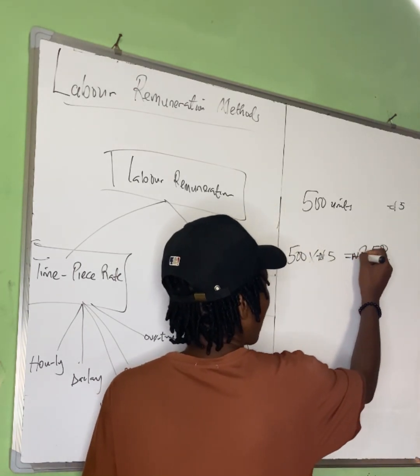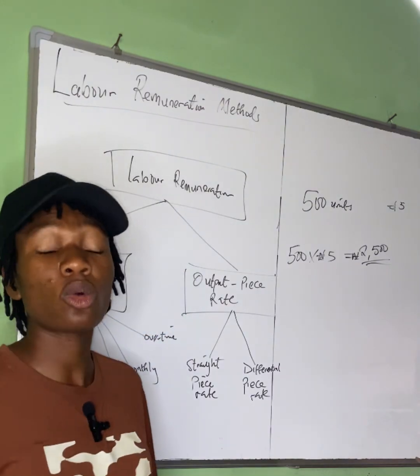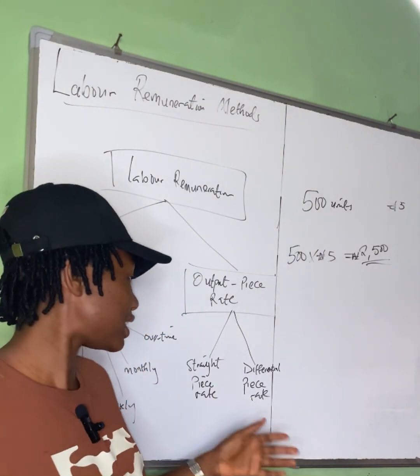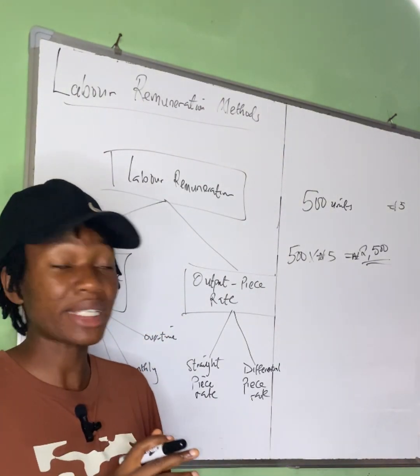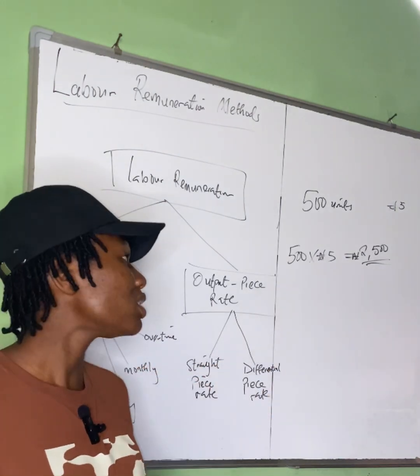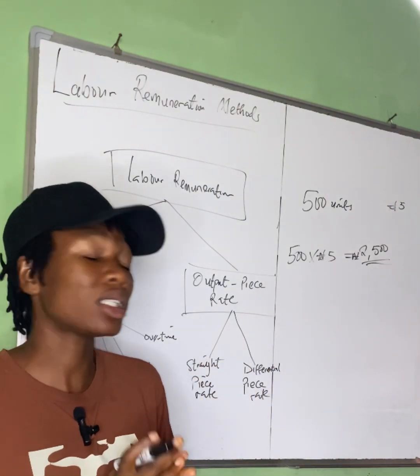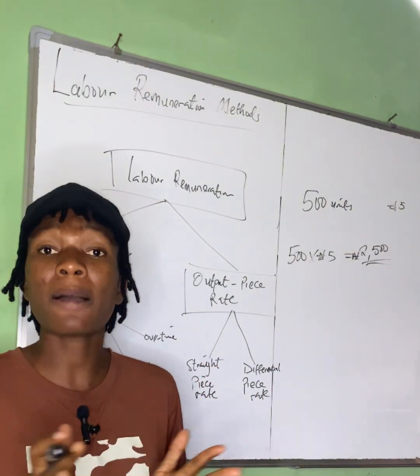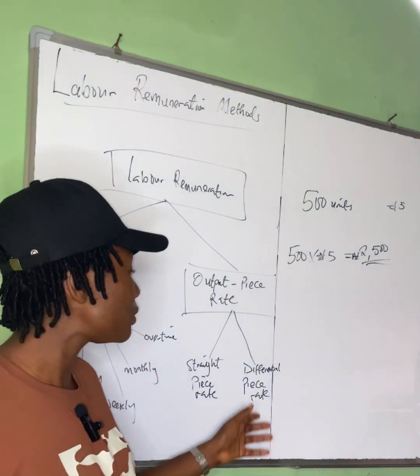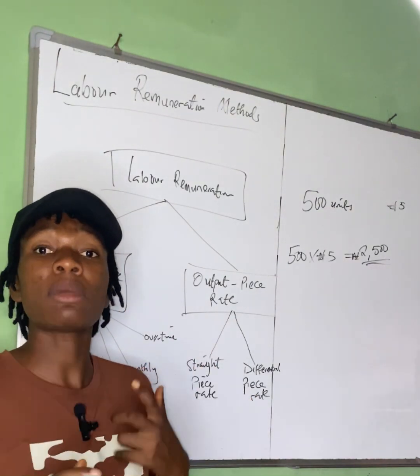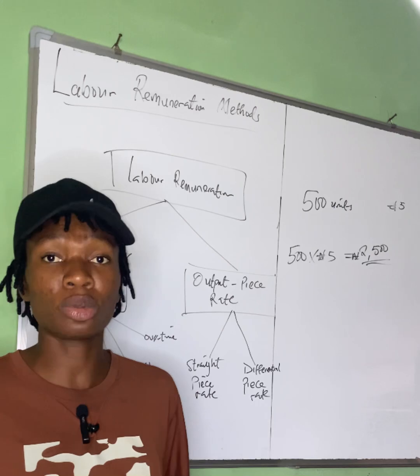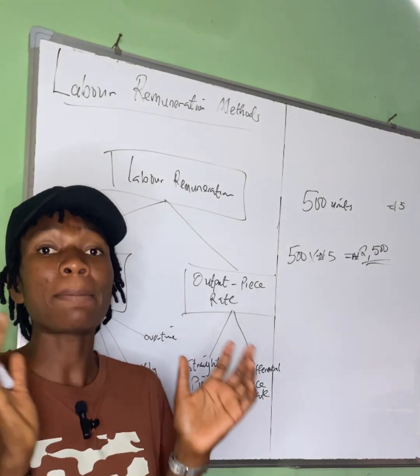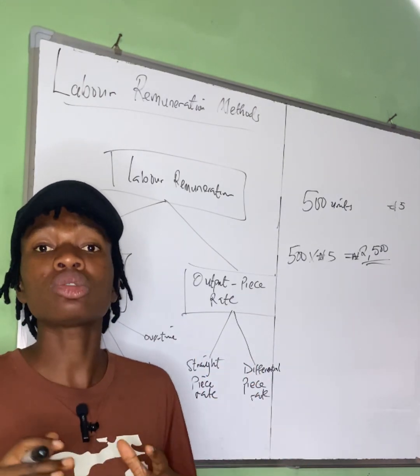Like it's an assumption, right? So this is for output. Like I said, this is under straight piece rate, right? The same amount is paid. Now the second method is the differential piece rate. For differential piece rate, we are saying that a different amount is paid at different levels of production.